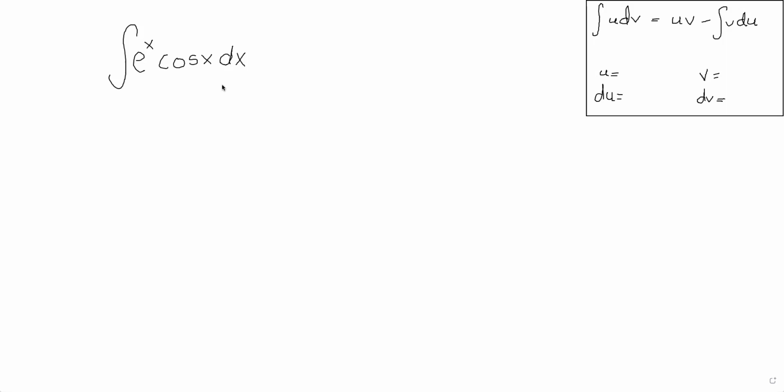And it's not super obvious at first why I'm making the choices I'm making. But as we go on and solve this problem together, it'll become more and more clear why I'm making the choices that I make. So I'm going to have u be cosine of x. And I'm going to have everything else be part of dv. So that includes the e to the x and the dx. That's going to be dv.